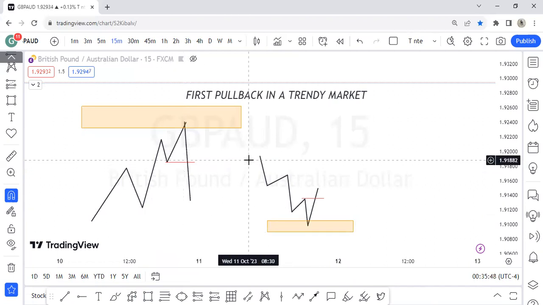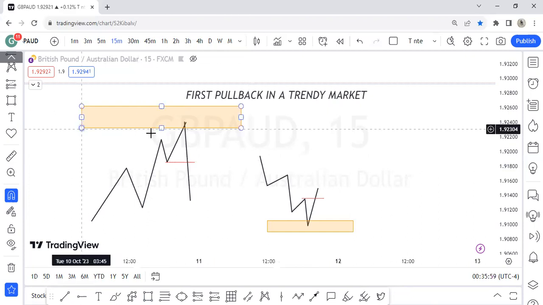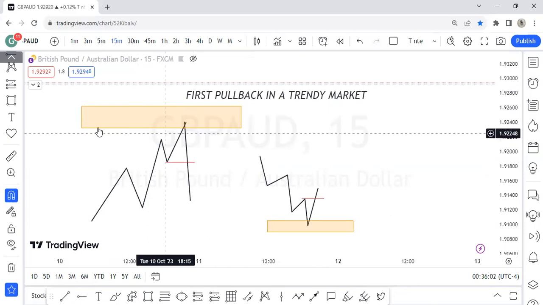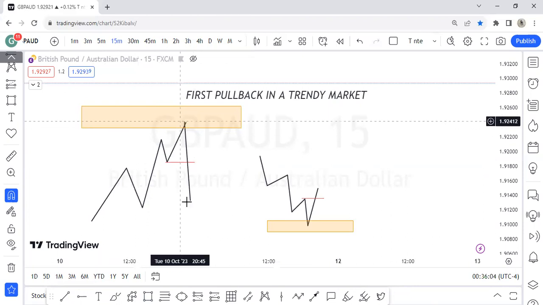So that's the difference. An inducement forms without a POI being hit, while a break of structure occurs after a POI is hit, right? So if there's nothing here, maybe there's no POI, or the market did not take liquidity, so it's nothing really important at this top here, and this now becomes an inducement.